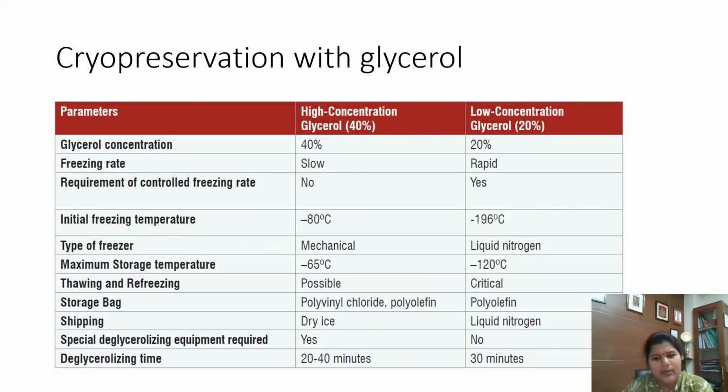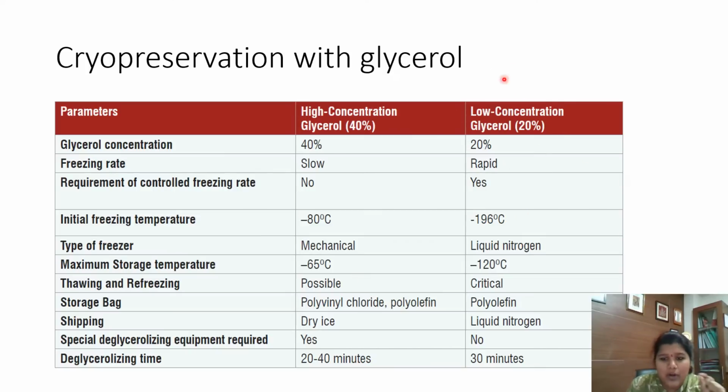Cryopreservation with glycerol has two different methods. One is the high concentration glycerol and second is the low concentration glycerol method. In case of high concentration glycerol method, 40% glycerol is used. The freezing is done at a slow rate, but controlled freezing is not necessary. The initial freezing temperature begins with -80 degrees centigrade. A mechanical freezer is sufficient for high concentration glycerol method. Shipping can be done with dry ice. Special deglycerolizing equipment is required and the deglycerolizing time is 20 to 40 minutes.